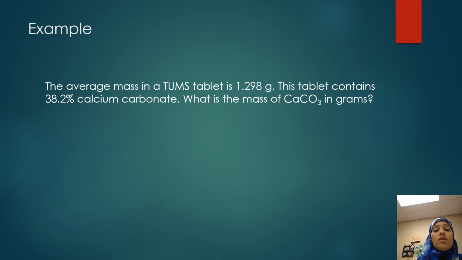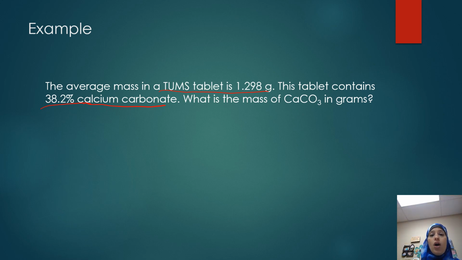The average mass of a Tums tablet is 1.298 grams. So the tablet contains 38.2% calcium carbonate. What is the mass of calcium carbonate in grams? So a lot of people think that tablets are pure substances. They're not. Medicine tablets are not pure substances. They have the active ingredient in there, which is the calcium carbonate, right? That's what gets rid of your heartburn, right?